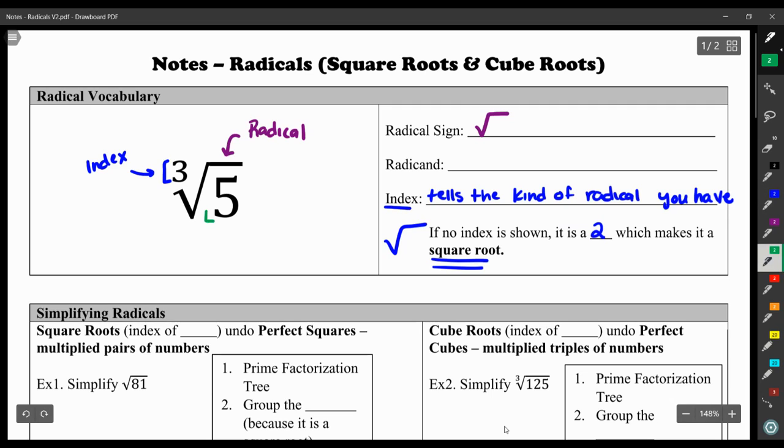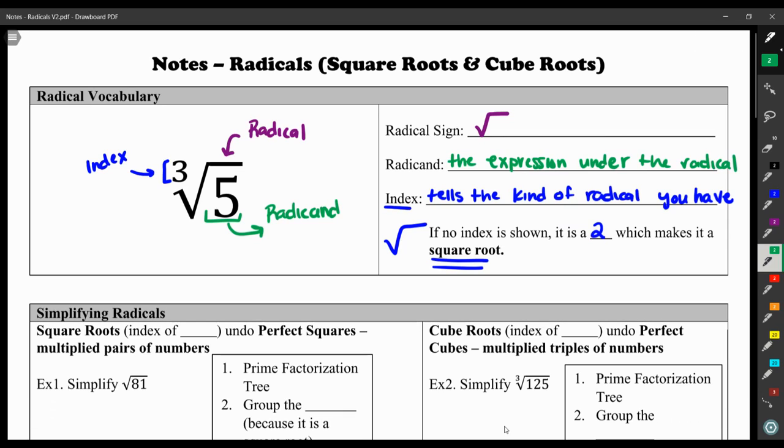Now, this number on the inside, number or variables, whatever's on the inside, this is called the radicand. So the radicand is the expression under the radical. That's what the radicand is. It's the expression under the radical.